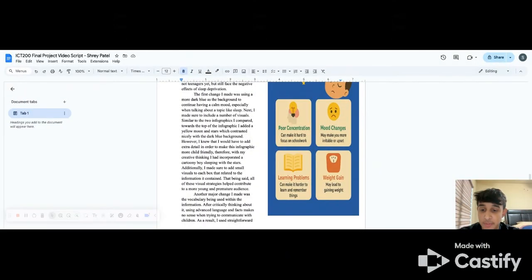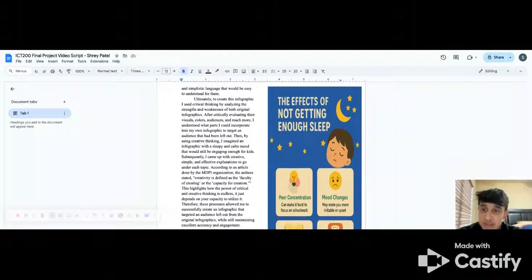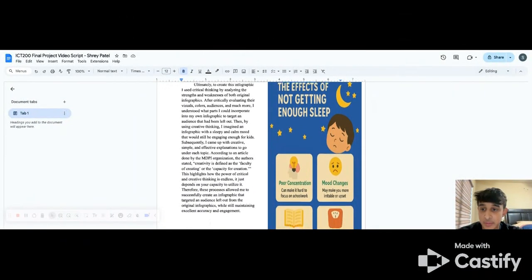Another major change I made was the vocabulary being used within the information. After critically thinking about it, using advanced language and facts makes no sense when trying to communicate with children. As a result, I use straightforward and simplistic language that would be easy to understand for them.